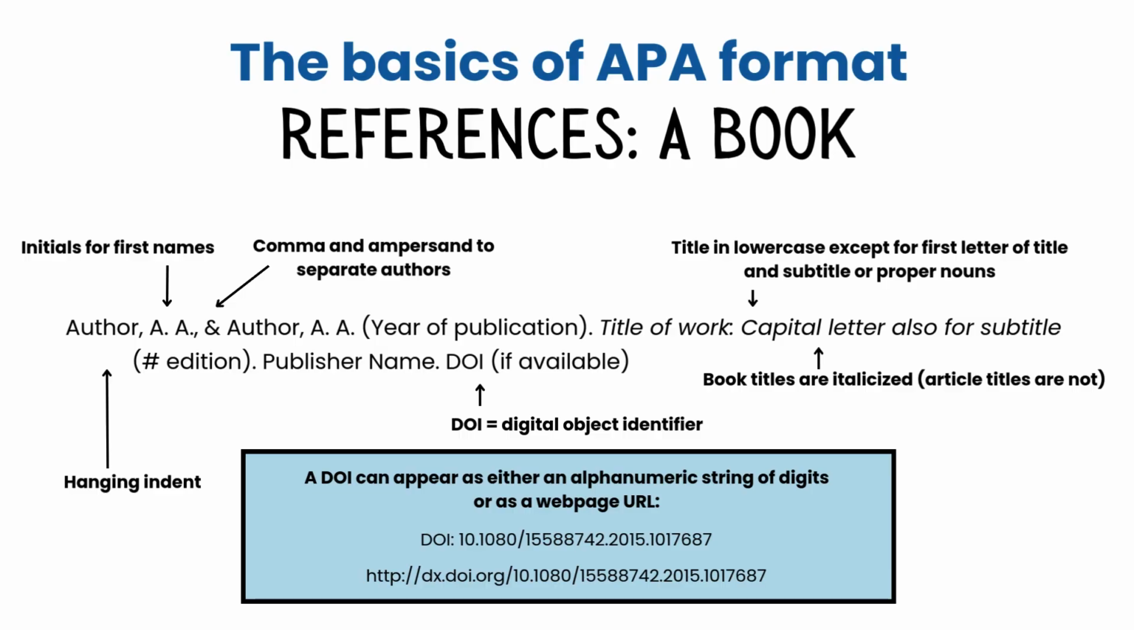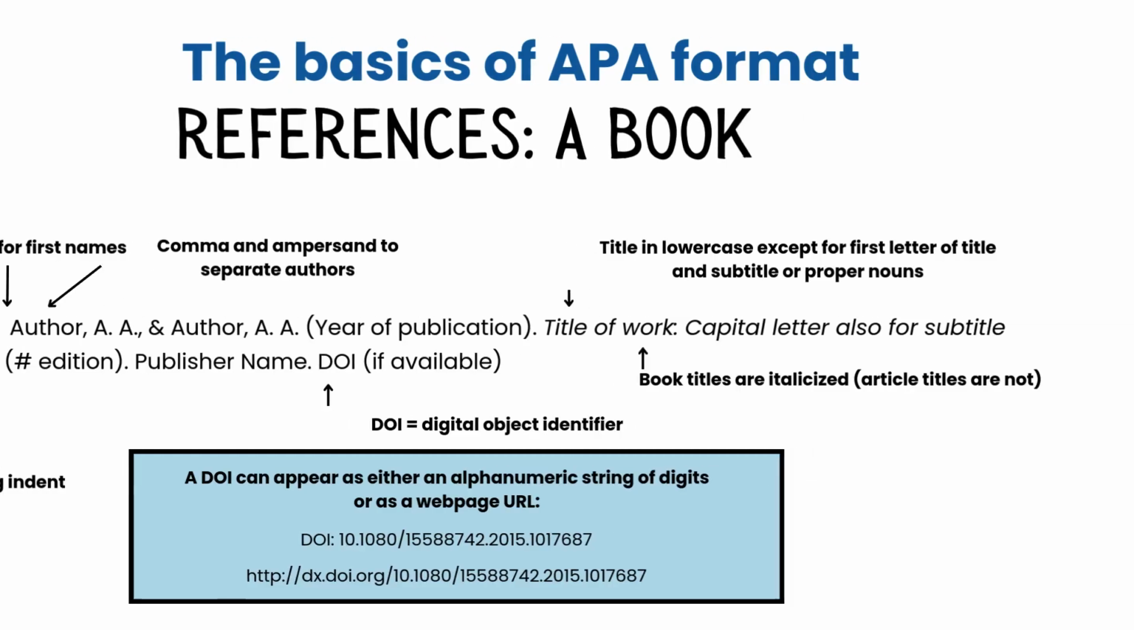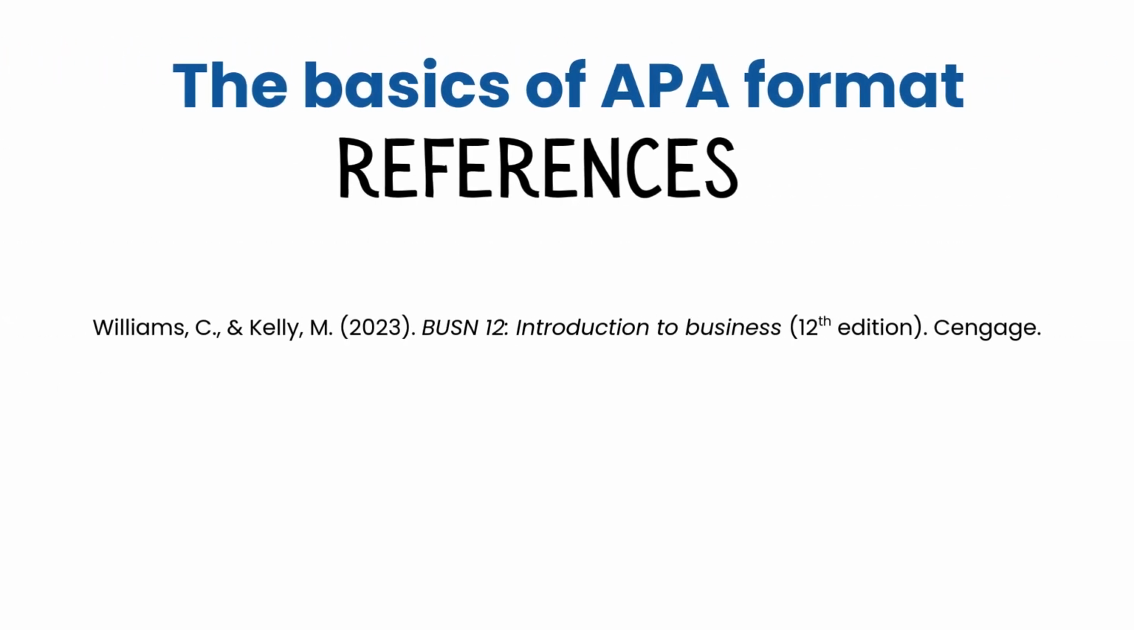A DOI can appear as either an alphanumeric string of digits or as a web page URL, which begins with the letters DOI. In the example of the Business 100 textbook, the citation would appear as Williams, C., & Kelly, M., then 2023 in parentheses for the publication year, followed by BUSN 12: Introduction to Business in italics, 12th edition in parentheses, and then Cengage as the publisher.